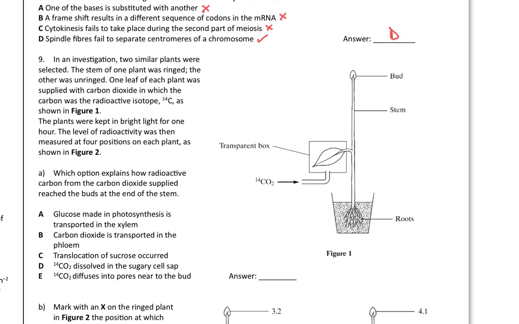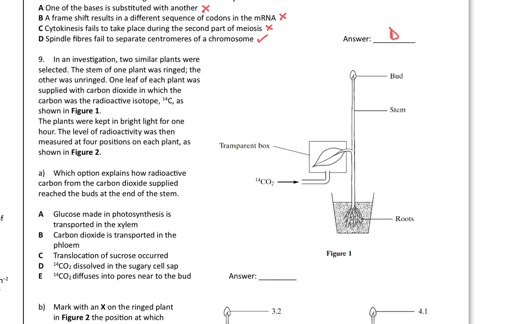Number 9, 2 plants were selected. Some of one was ringed, the other was unringed. They were given radioactive carbon dioxide. You can see it here in this transparent box. We can still do photosynthesis. And you might know a bit more about this now, because it's a bit similar to what Calvin did for his lollipop experiment, apart from he used algae instead.